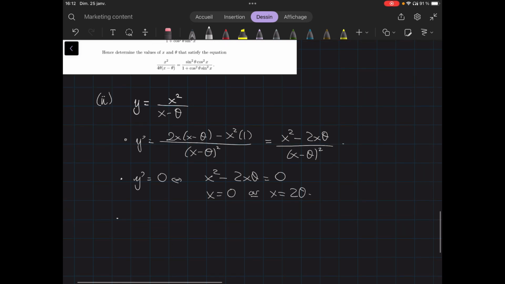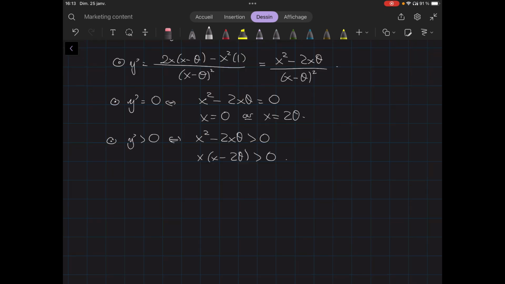Step 3. Now we need to find the intervals on which the function is increasing or decreasing. So let's just find the intervals on which it is increasing. Y prime is greater than 0 if and only if x squared minus 2x theta is positive, because the denominator is always greater or equal to 0. Solving this quadratic inequality is trivial. We want to solve this inequality.